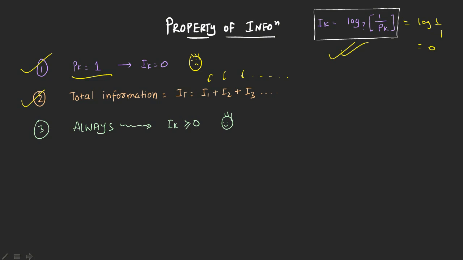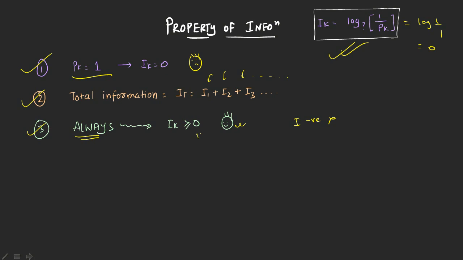Okay, let's move forward to the third point. Always, and this is important, my information will be greater than or equal to 0. I have made the smiley sign because my information cannot be negative. My information just cannot be negative. Let's imagine, how can information be negative? Let's think on that. Like, he's a boy. How does it make sense that information is negative? So I can see that yes, he is a boy. I will get 0 information.